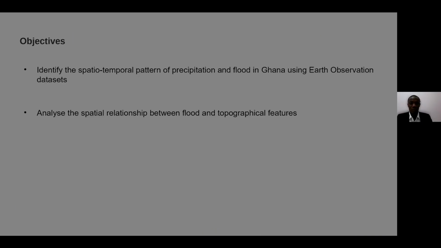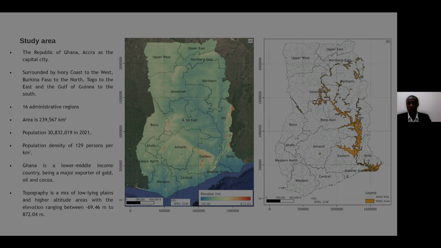Now the objective is to identify the spatiotemporal pattern of precipitation and flood in Ghana using Earth observation data sets, and to analyze the spatial relationship between flood and topography of the country. Now the study area is Ghana on the national scale, and we know the countries surrounding Ghana, the administrative regions, area, and then the population. So I will not spend so much time on it.